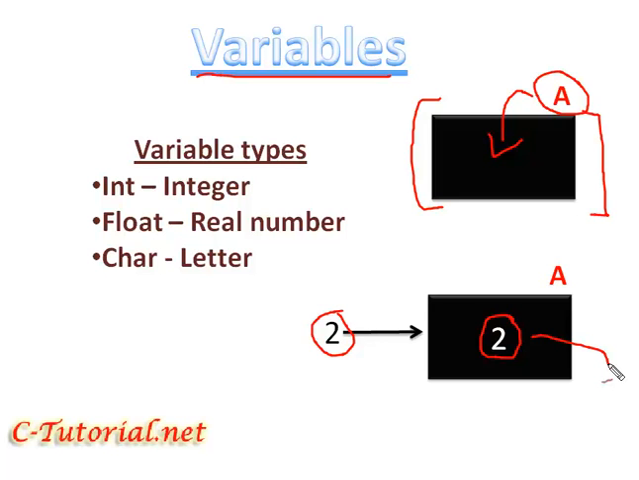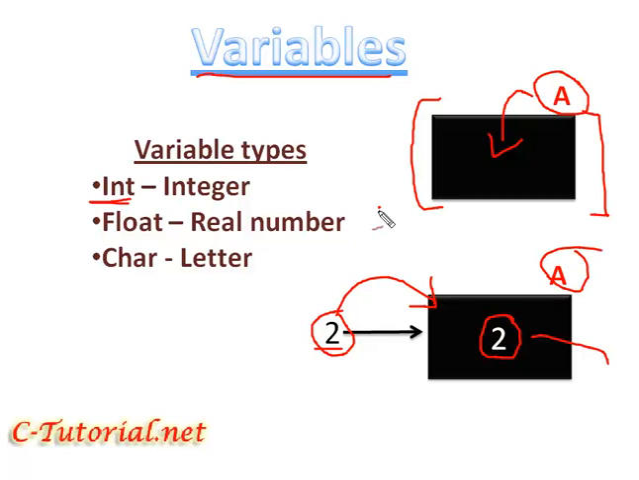Okay, so let's try to declare a basic variable inside our program. In C language, whenever we are declaring a new variable, we need to mention what the type of this variable will be. What will be the type of the values that will be inserted into the box. In this case, we are inserting 2. 2 is an integer number, so we need to define that the type of the values which will be inserted into our A variable will be integer.